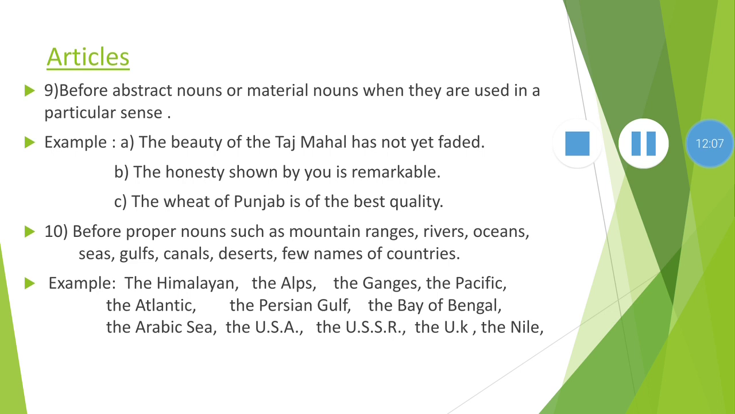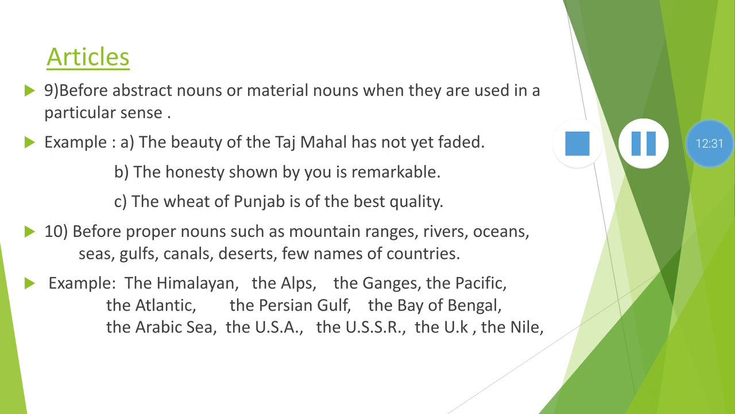We do not use an article before an abstract noun and material noun, but these nouns indicate the particular sense here. That's why we use the article before the beauty as well as before the Taj Mahal. Means use before the abstract noun as well as before the material noun.